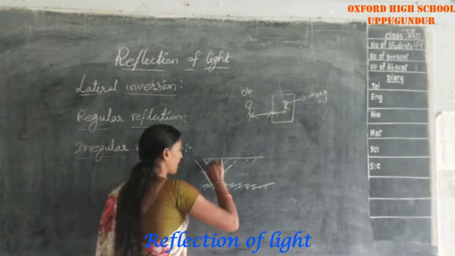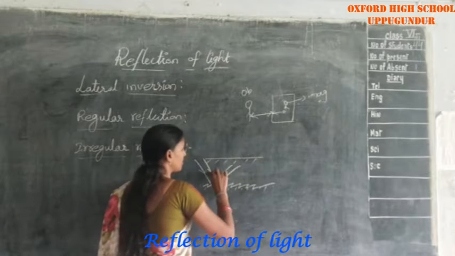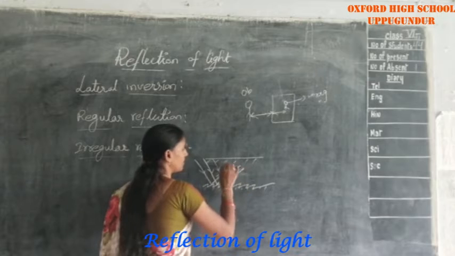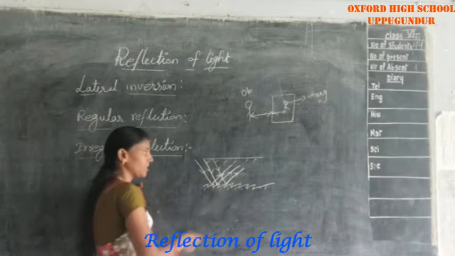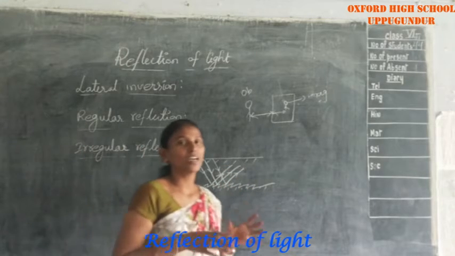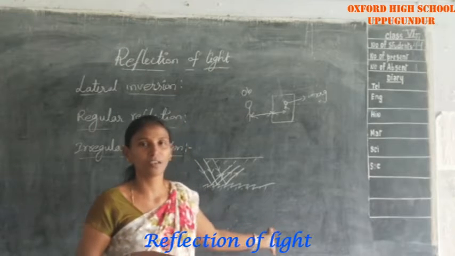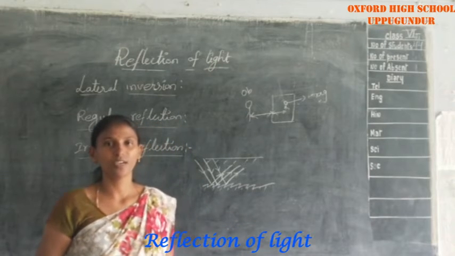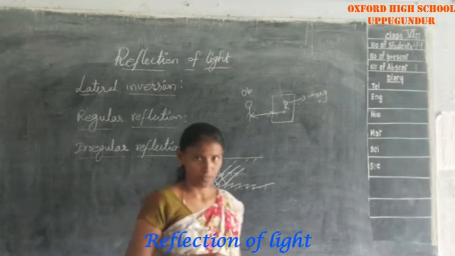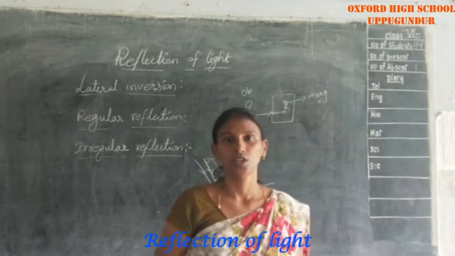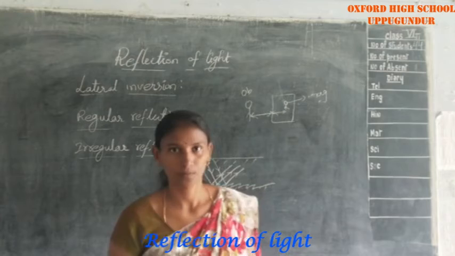Okay, so again the light is falling on the mirror. So that is a reflection. Again, the light falls on the mirror. Okay, so you are observing that the image in the mirror is not clear. That is because of the irregular surface of the mirror. So that's why you are not observing a clear image. Are you clear?